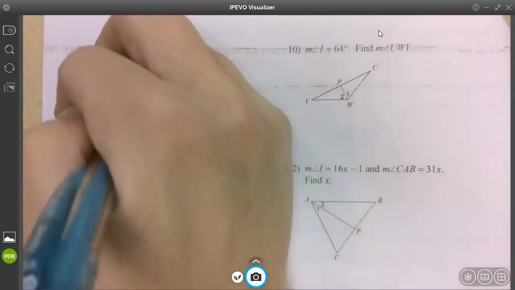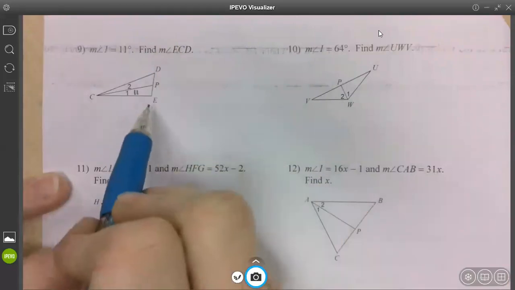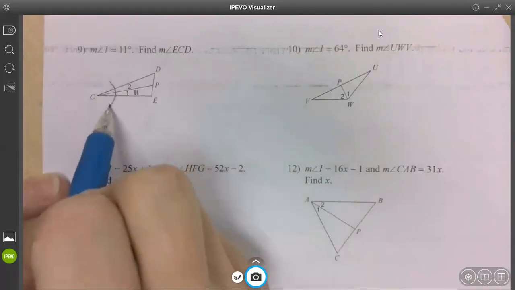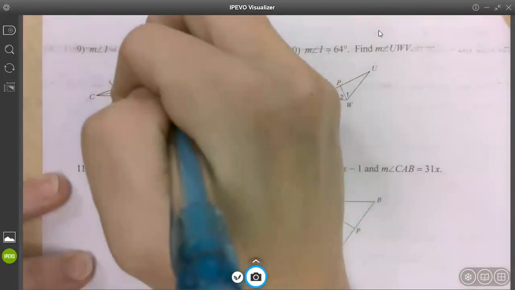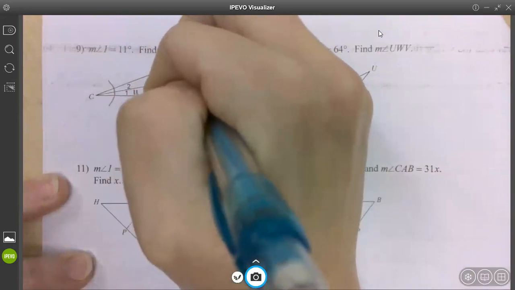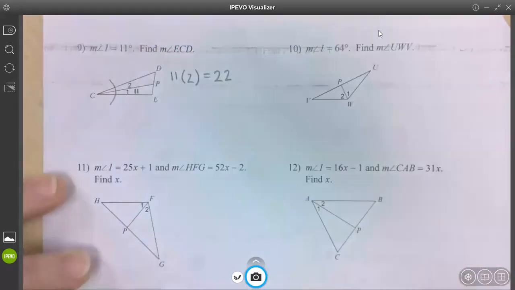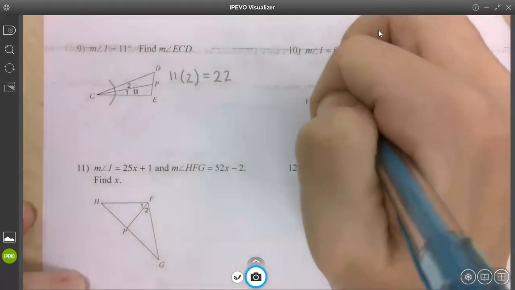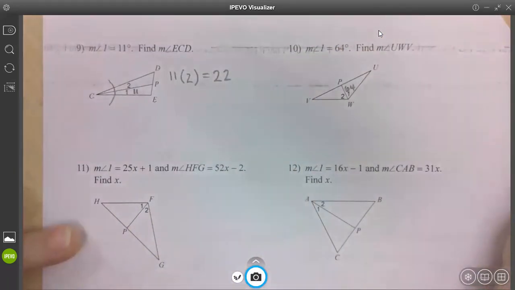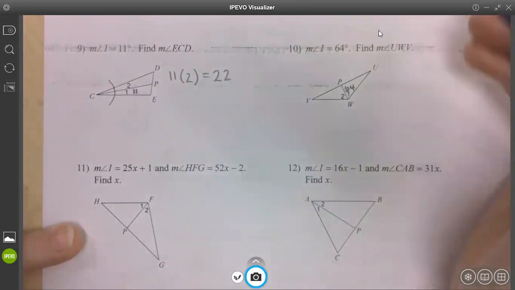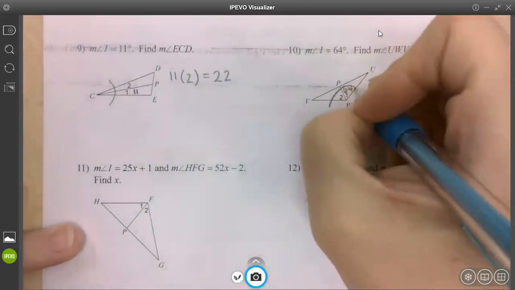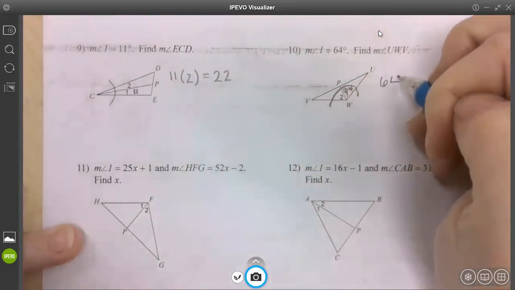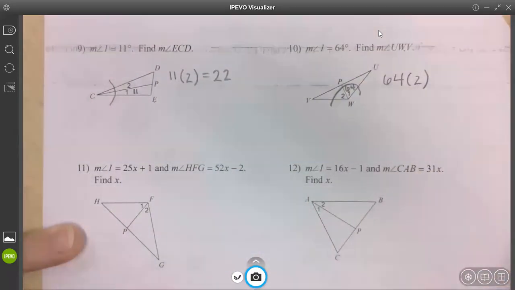So angle 1 is 11. And it wants you to find ECD or the full one. So we're going to do 11 times 2. So if they give you 1 to find the full one, multiply by 2. If they give you the full one, we're going to divide by 2. So angle 1 is 64. Find UWV. So that's both of them together. So we would multiply by 2.